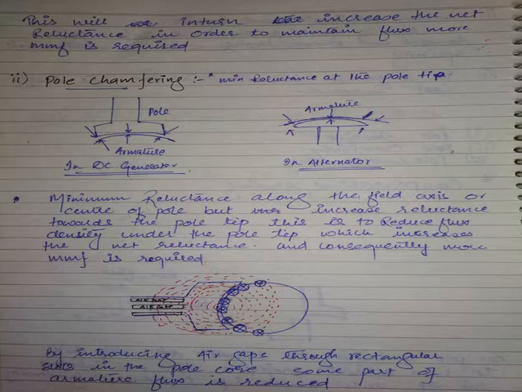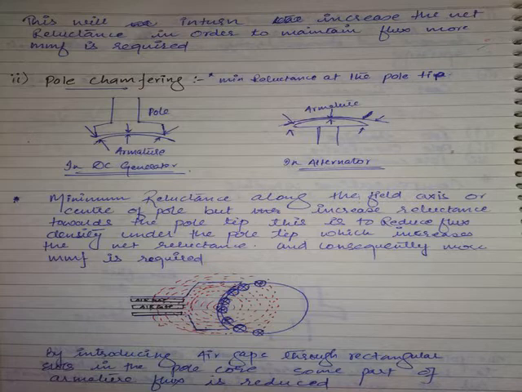But these unwanted induced EMFs in the parallel paths will produce circulating currents. Yes or no? This induced EMF is not the same in all the paths. So this unwanted induced EMF in the parallel paths may produce circulating current. Circulating current may interfere with commutation. Now, when they interfere with commutation, they will produce a spark.